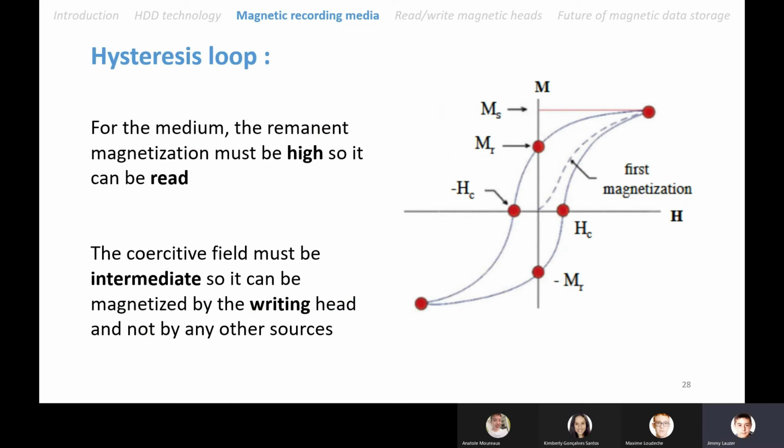Here is the general hysteresis loop for ferromagnetic materials. For the purpose of our application, we can deduce that the remnant magnetization has to be high to be able to read a bit of information precisely. Moreover, the coercive field does not have to be very high, otherwise the writing head could not magnetize the medium, but also not too low in order to prevent other unwanted sources from magnetizing it.